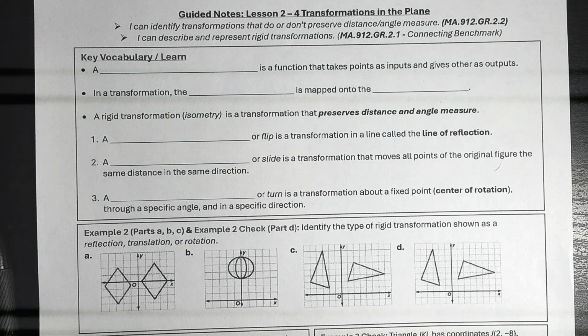Welcome back, students. In this video, we're going to cover Lesson 2-4, Transformations in the Plane. So we're talking, of course, about the coordinate plane. Standards for this particular lesson are GR 2.2: I can identify transformations that do or do not preserve distance/angle measure. And GR 2.1, connecting benchmark: I can describe and represent rigid transformations. So basically, GR 2.2 is the math, 2.1 is the actual graphing.